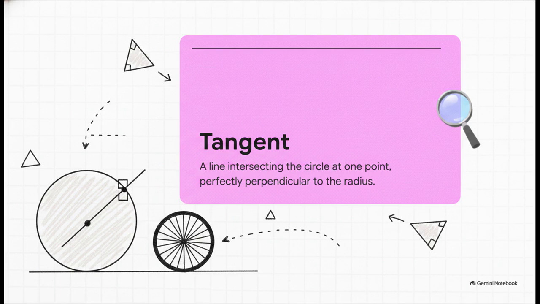Now here's where it gets really powerful. It's called the tangent radius property. At that exact point of connection, if you draw a line straight to the center of the circle, which is your radius, it creates a perfectly perpendicular 90-degree intersection. That 90-degree angle is a massive advantage for us because it means we can instantly create right triangles, totally unlocking the Pythagorean theorem for circles.